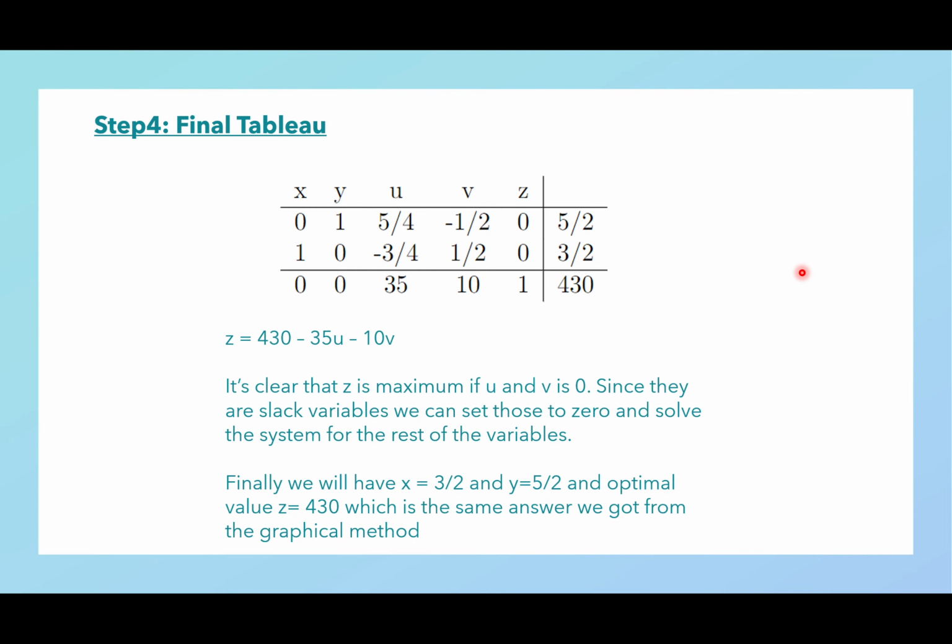So if you wanted to solve the system now, you can completely ignore these columns and solve the rest of the system to find your solution. So in our case, y will be 5 over 2, x will be 3 over 2, and z, which is the maximum value that you obtain, is going to be 430, which is the exact same solution that we obtained for our graphical method.